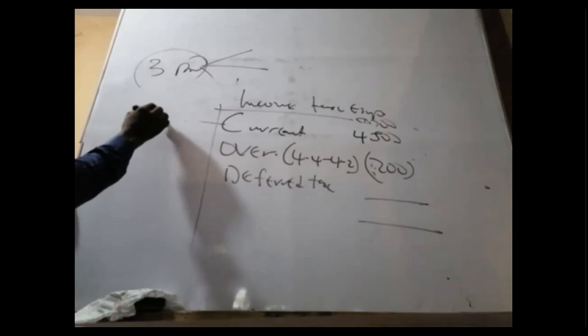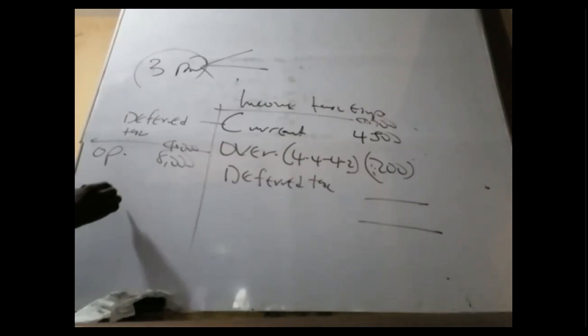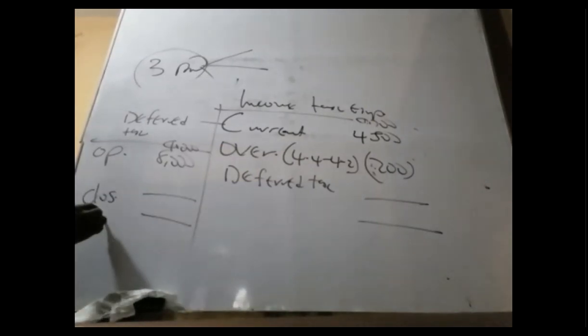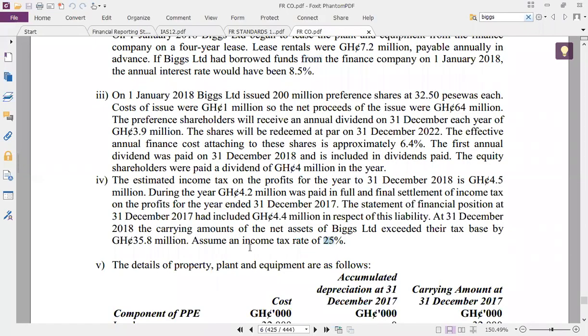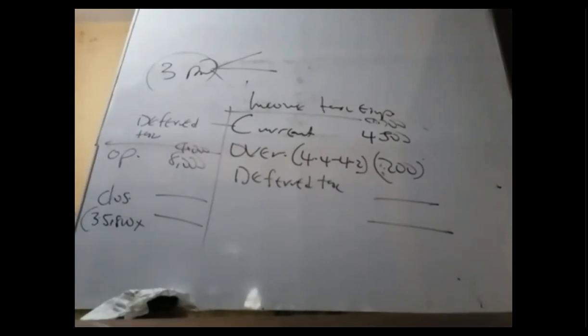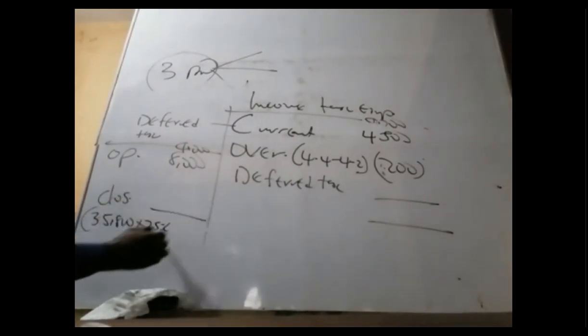So deferred tax, opening balance is 8,000 from the trial balance. Closing balance, we just have to calculate 35.8 million. So 35,800 times, let me go and pick that information again. The tax rate is 25% and the temporary difference is 35.8. Good. So let's see, times 25%. So that becomes the closing balance.